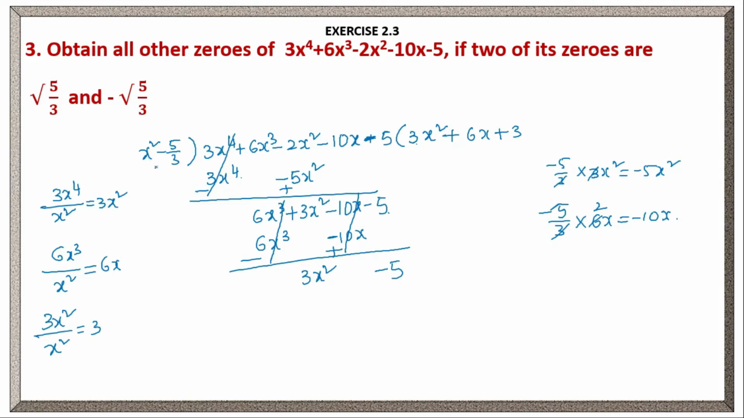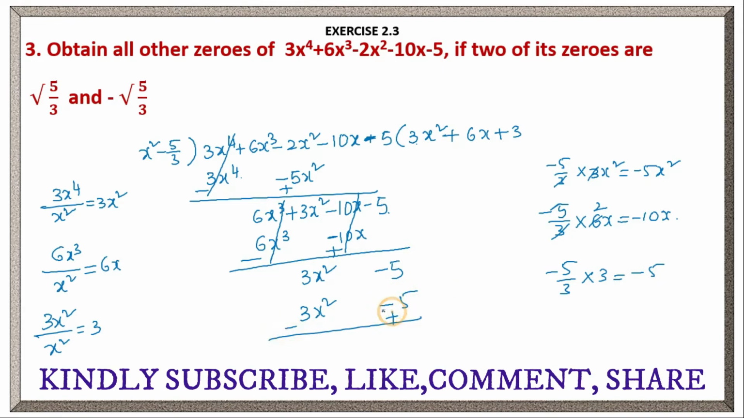Now multiply the whole divisor with plus 3. X square into 3, 3x square. Minus 5 by 3 into 3 will give minus 5. Yes, here minus 5. Change the signs for subtracting. Both will get cancelled. Here also both will get cancelled.